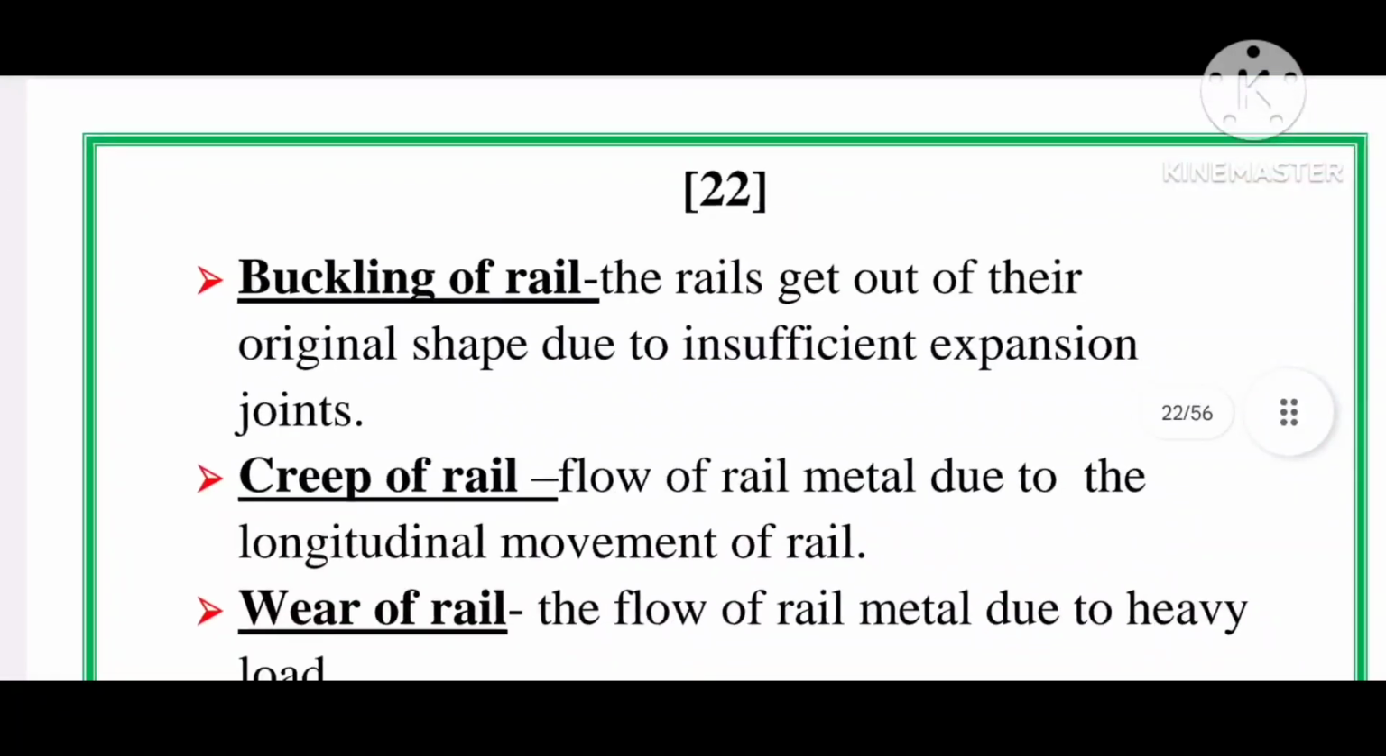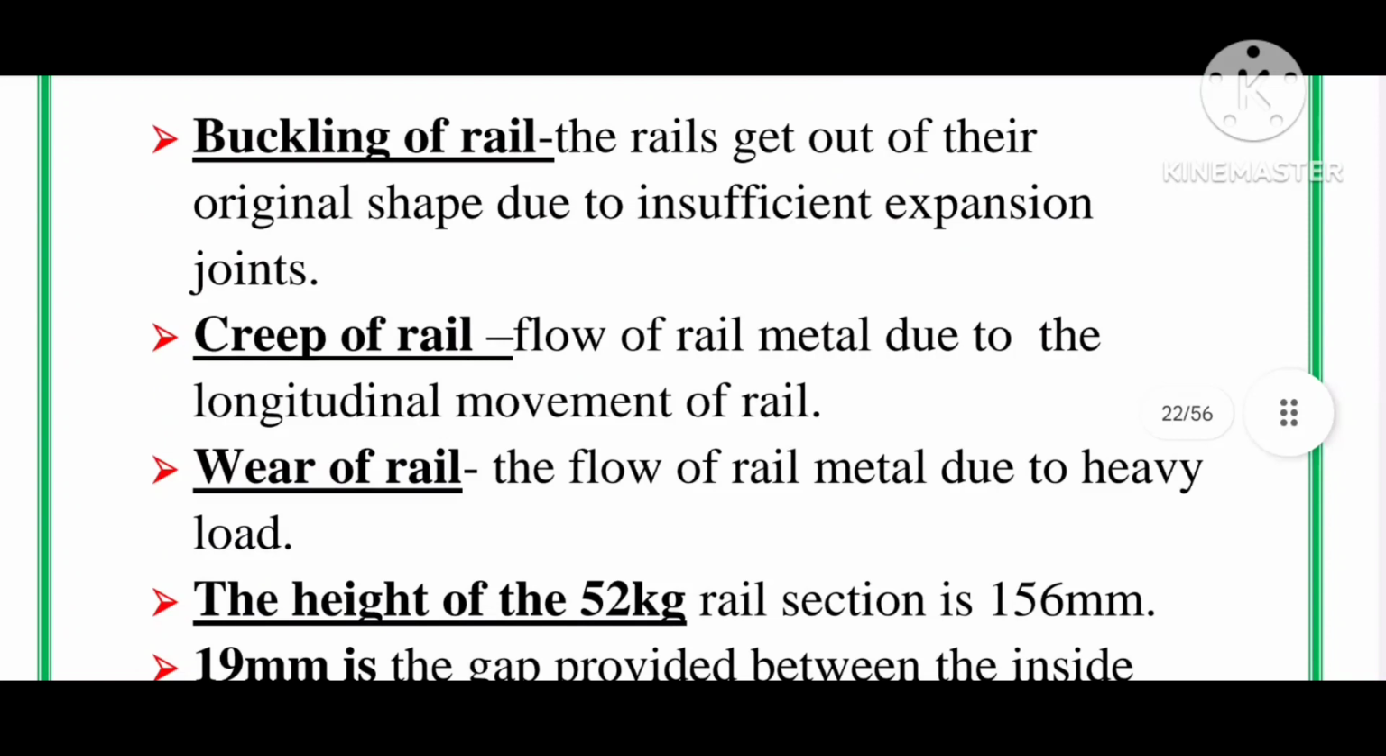Next one, buckling of rail. Due to insufficient expansion joints, rails get out of their original shape, that we call buckling of rail.